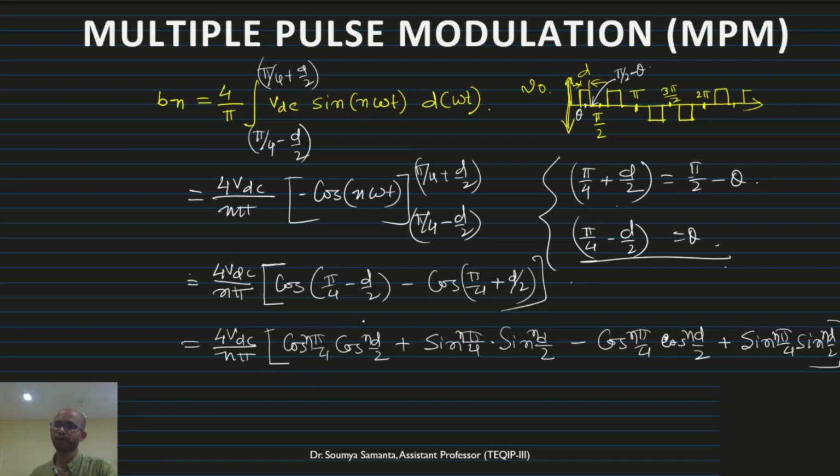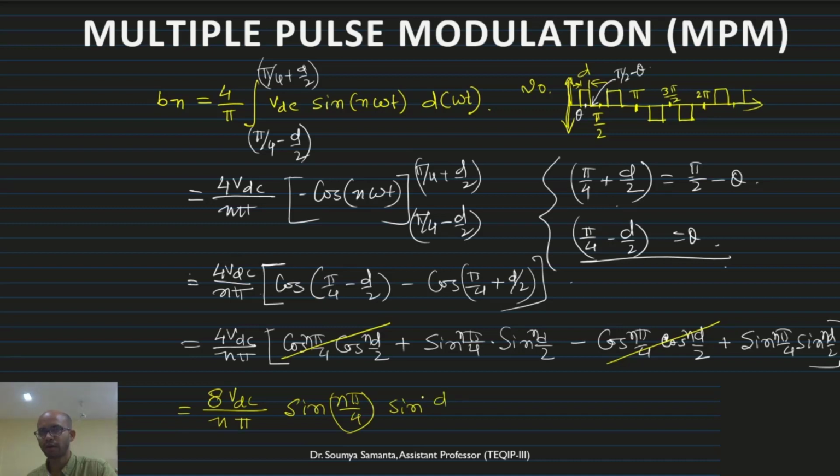So this will be the whole derivation. Now if you observe, there will be cancellation: this term and this term will vanish, this term will vanish. So what will be the final expression? This will be 2 times 8 VDC by n pi, sine n pi by 4 into sine n d by 2. That's all.